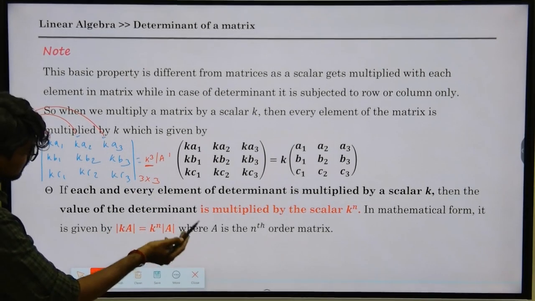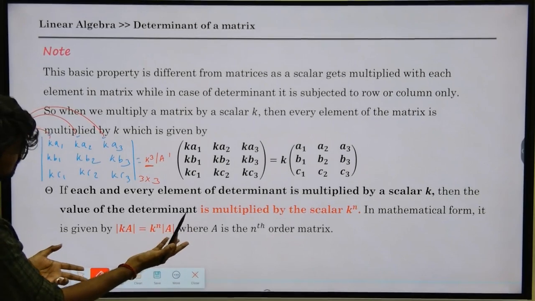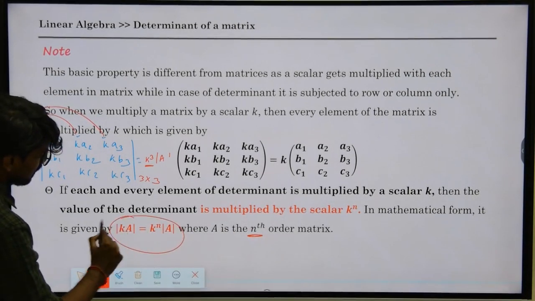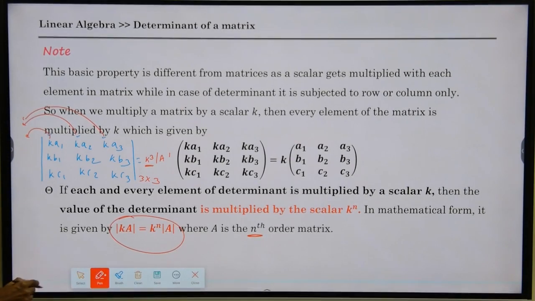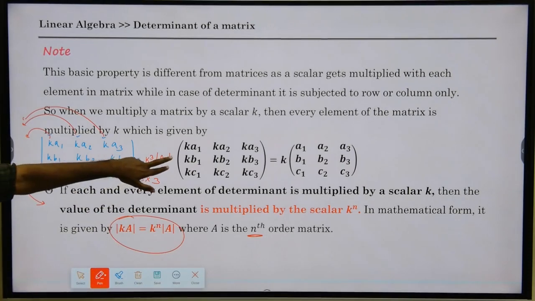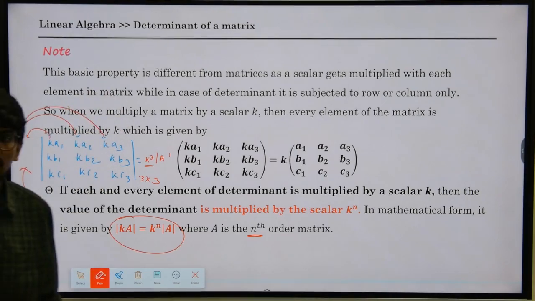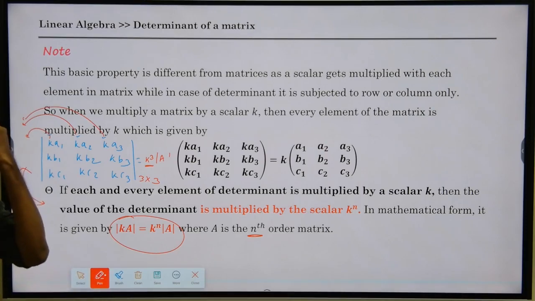If the order is n, then determinant of KA will be equal to K power n into determinant of A. Just copy this property down. You would have copied it anyway, no problem. If needed, copy it also. Determinant is only for square matrices, so n is the order of a square matrix.